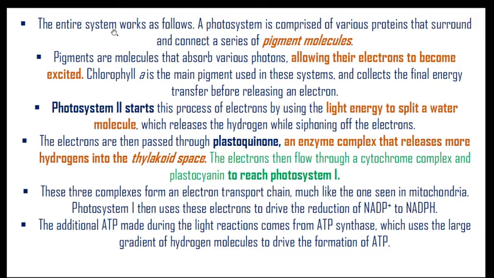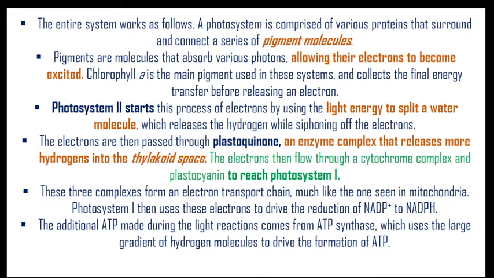So the entire system works as follows. The photosystem is comprised of various proteins that surround and connect a series of pigment molecules. These pigments are nothing but chlorophyll. This pigment molecule absorbs various photons, allowing their electrons to become excited. And chlorophyll is the main pigment used in this system, which collects the final energy transfer before releasing an electron.